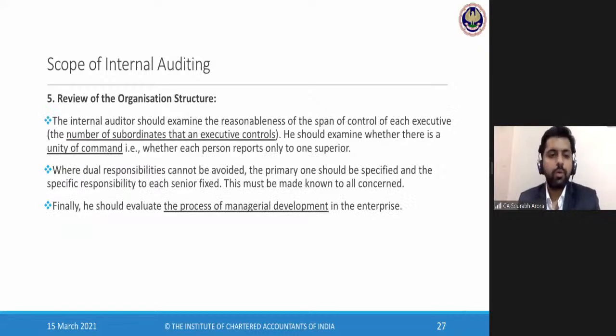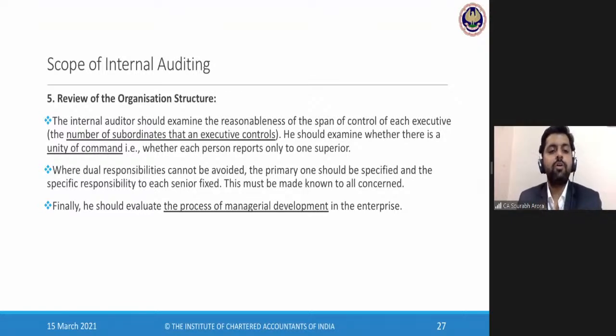In continuation, the number of subordinates that an executive controls. So here the point is that the internal control should examine the reasonableness of the span of control. So it is about the strength and the unity of command. Unity of command means that each person reports only to one superior. Use this keyword in the exam if the need arises. Please do not use it unnecessarily. Then unity of command should be there.